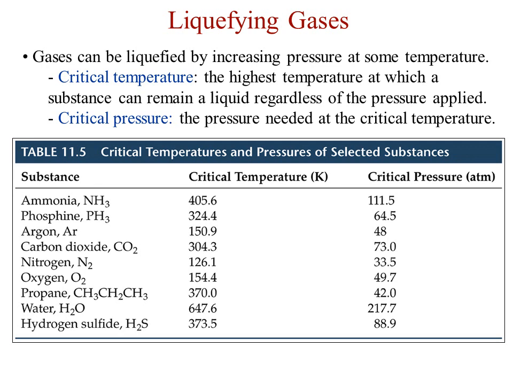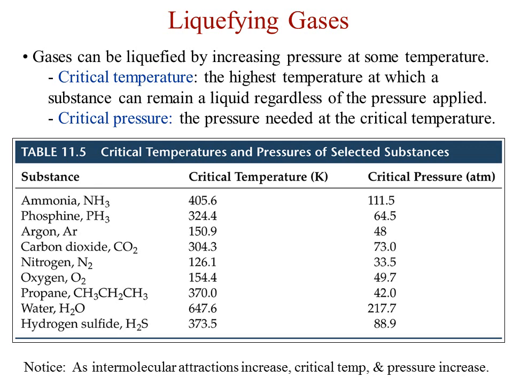Look at water's critical temperature. It's very, very high compared to the other ones because it has the most intermolecular attraction. So as the intermolecular attraction increases, the critical temperature will increase. So if you look at water, it can be a liquid up to a temperature of 647.6 Kelvin. If you're higher than that, it's going to boil and it's going to be a gas, regardless of how much pressure you have.